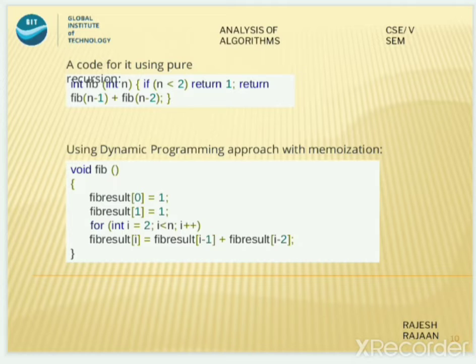Or let us use the dynamic programming approach with memoization. We construct a function Fibonacci, then define Fibonacci result 0 equal to 1 and Fibonacci result 1 equal to 1. After that, we construct a loop for i equal to 2 to n. The result of the Fibonacci number is Fibonacci i minus 1 plus Fibonacci i minus 2, and we store it in Fibonacci result i.